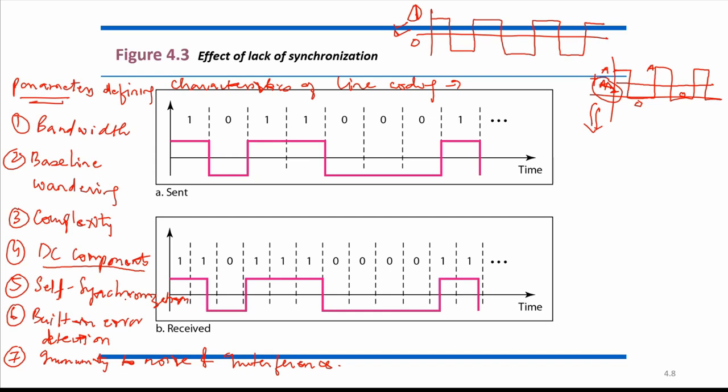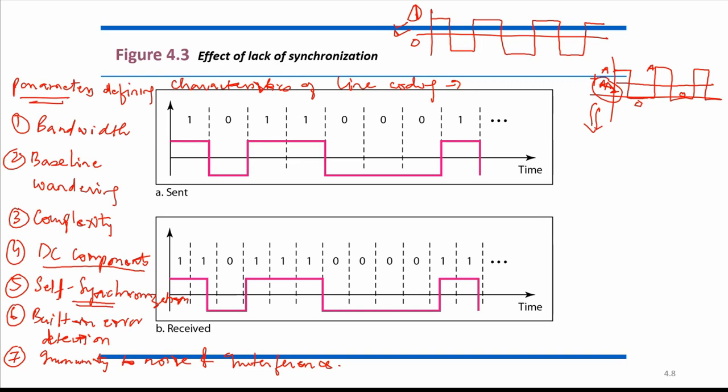Next is self synchronization. These waveforms are the line encoders, the signal that we convert to a digital signal; after conversion the digital signal is obtained. It should be such that it has self synchronization.